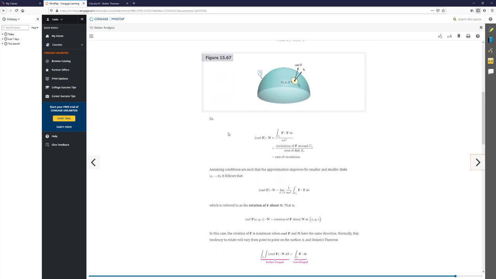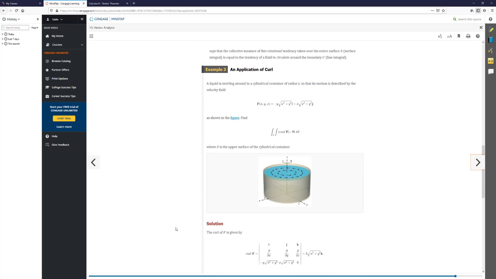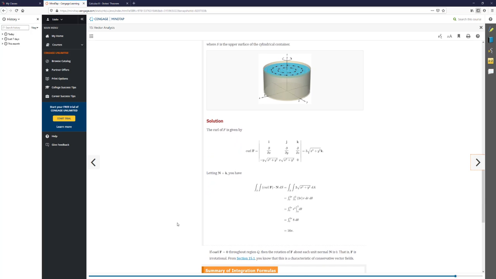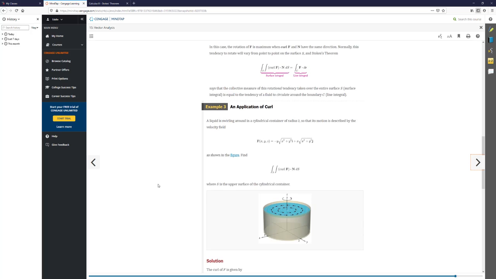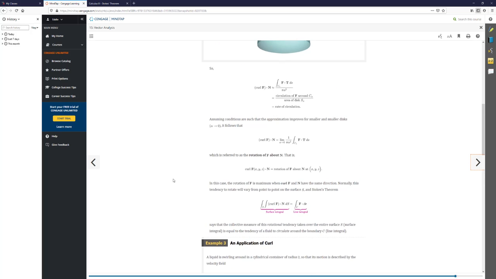And so you might want to read through some of this about the rotation and everything, and then there's another application of the curl here that's shown. I mean, this is in your textbook. This is more physics and more kind of getting into fluid flow. That would be like Engineering Mechanics 3.